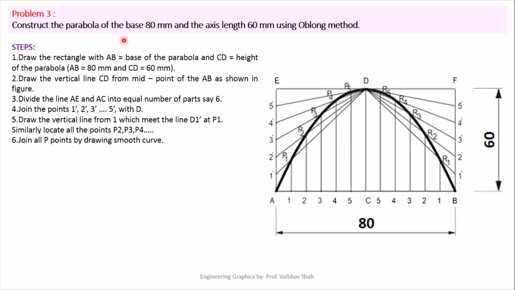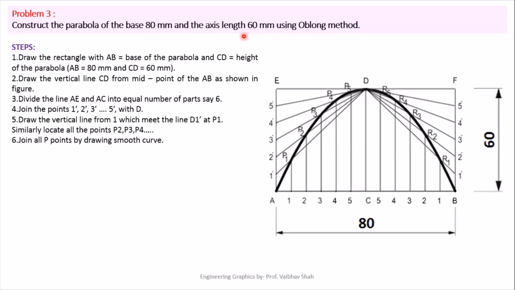Construct the parabola of base 80 mm and axis length 60 mm using the oblong method. So here the difference is that the name is changed to the oblong method. You need not be confused: the oblong method is similar to your rectangle method. Either you can call it the oblong method or you can call it the rectangle method. So there is no need to get confused.